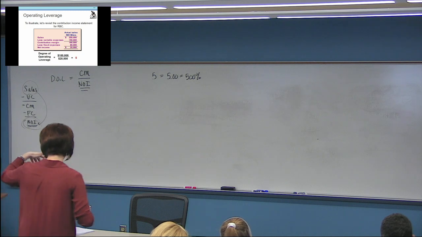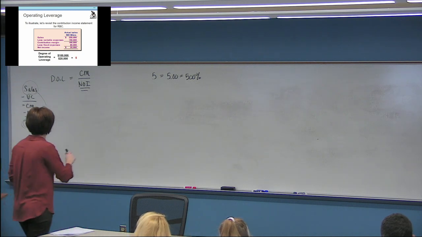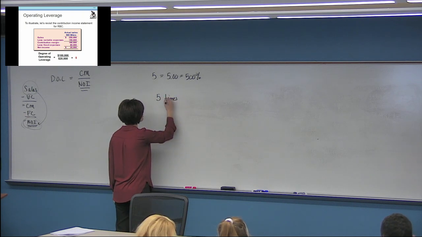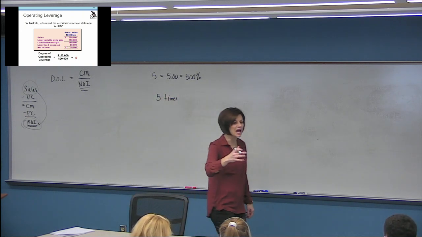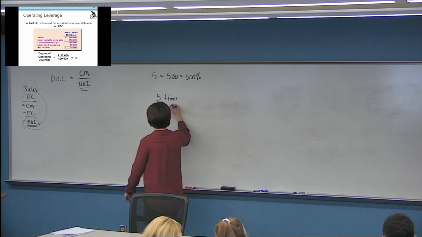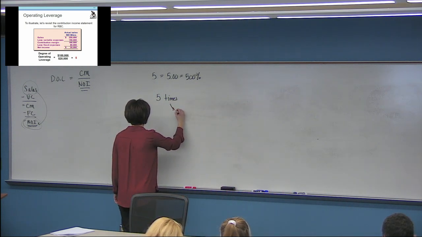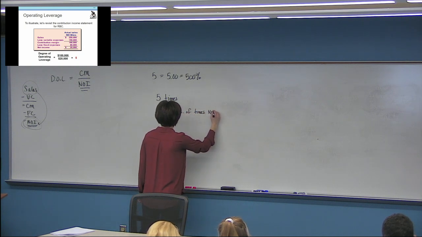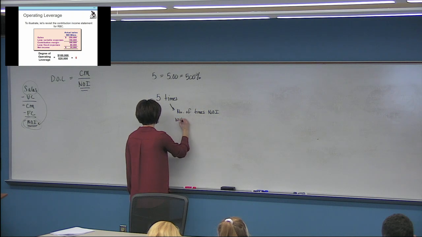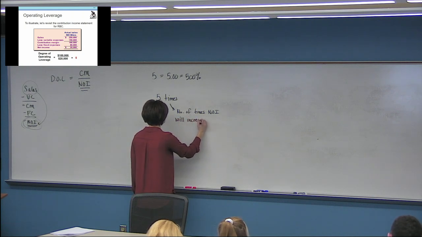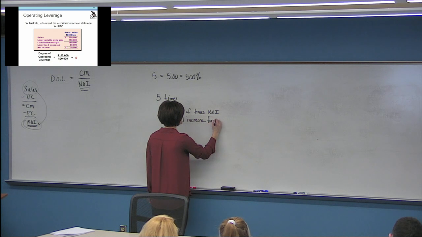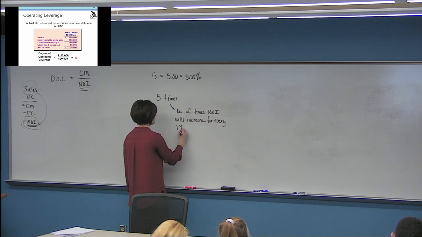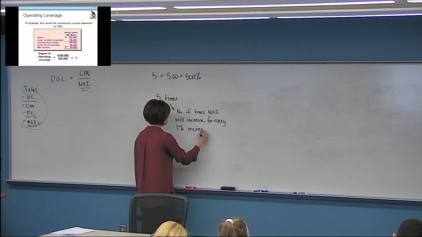In our expression for this particular problem, I'm going to stick with just the 5, but here's what I want you to make sure you write after it: 5 times. So it's the number of times, and I'm going to write this down. This is the number of times net operating income will increase for every 1% increase in sales.